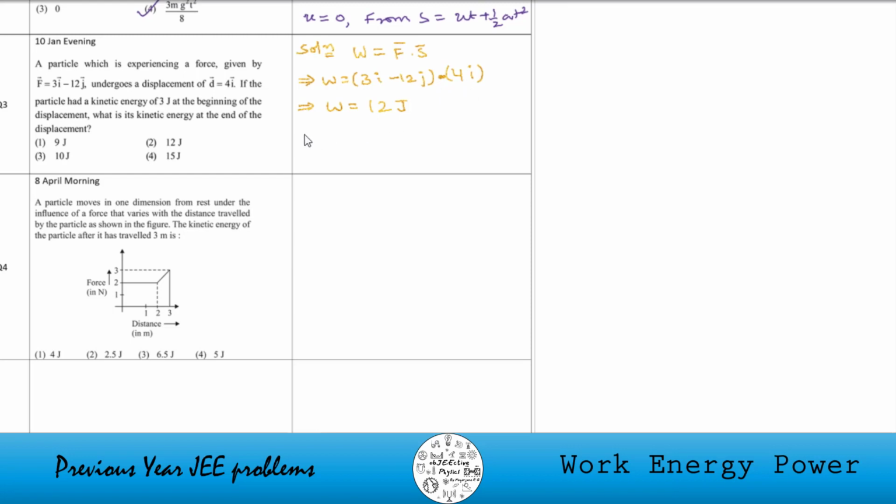And according to the work energy theorem, W is equal to delta KE, change in kinetic energy. That can be written as Kf minus Ki, or that implies Kf, the final kinetic energy, is equal to W plus initial kinetic energy. So work done is 12, initial kinetic energy is given as 3. So therefore our answer is 15 joules. That is option 4 is the right option.